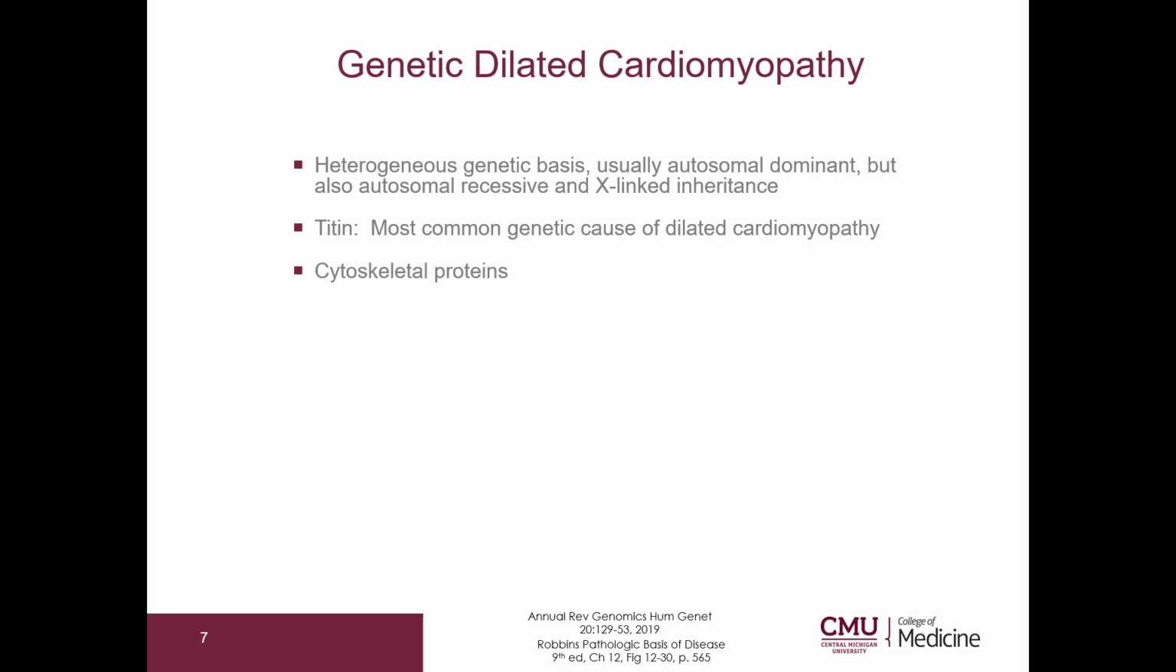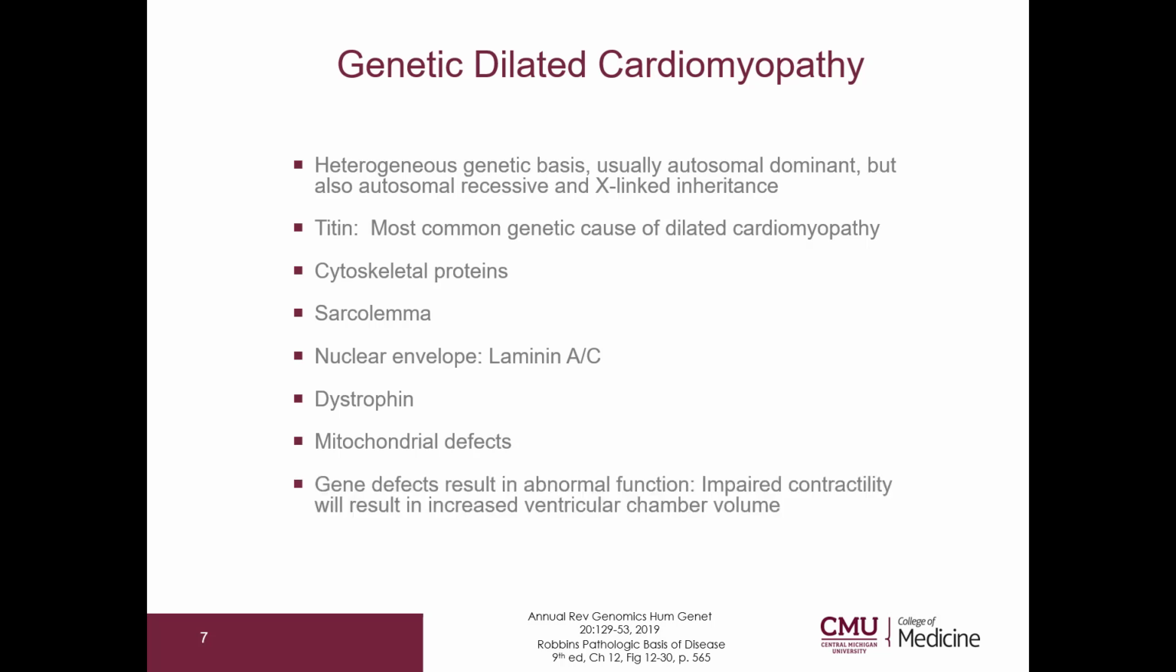You can also have mutations in cytoskeletal proteins, sarcolemma, nuclear envelope, dystrophin, and mitochondrial defects. These gene defects will result in abnormal function. Impaired contractility will result in increased ventricular chamber volume.